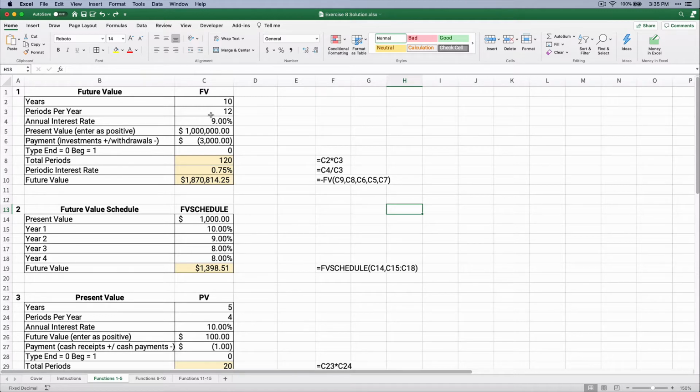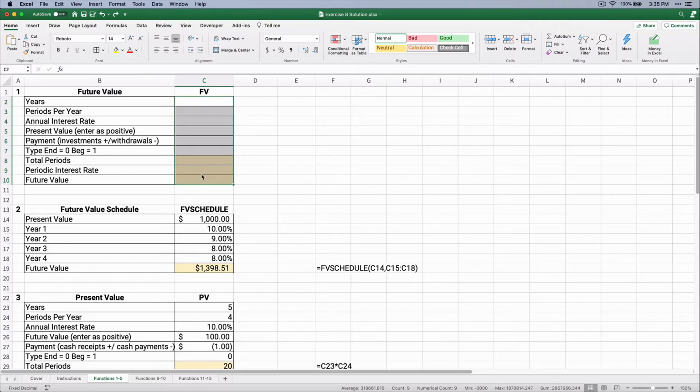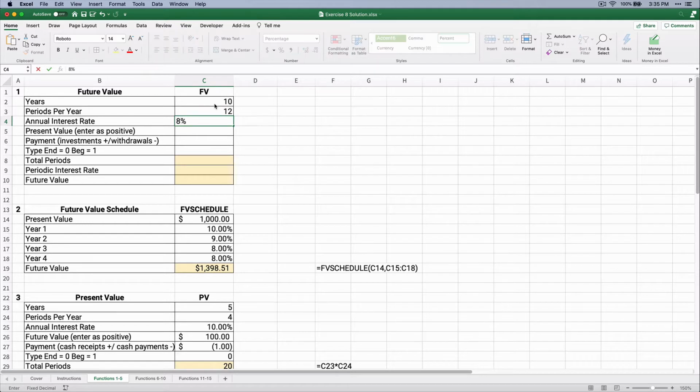All right, so let's create a brand new problem, and let's just think about, let's say that you want to invest for 10 years. I'm going to make it 10 years. And you want to invest monthly, so periods per year would be 12. And you think you can earn 8%, and you have $1,000 you can put in that account right now. You think it can grow at 8% for 10 years. Each month is monthly compounding. And you want to set aside, let's say, $300.